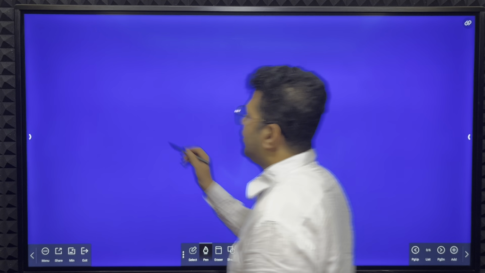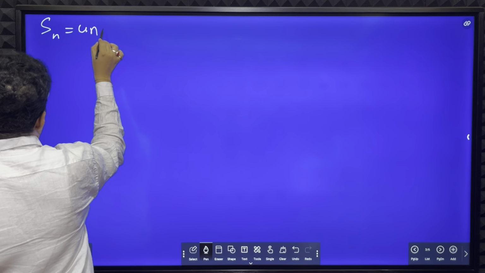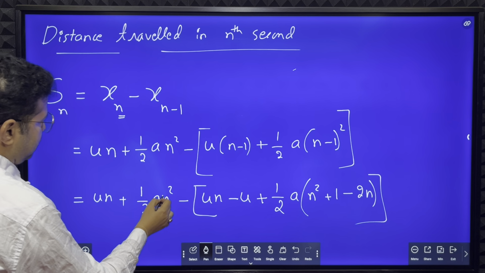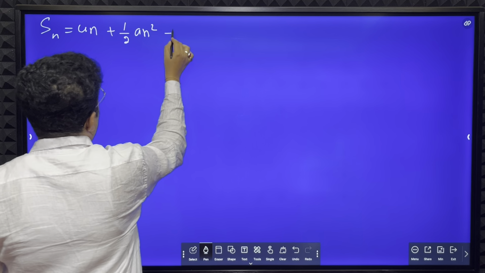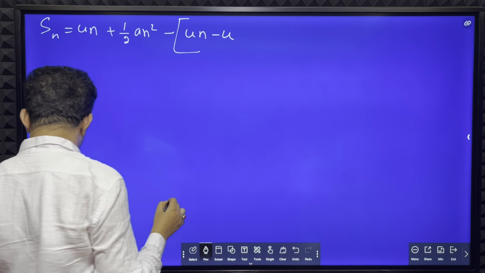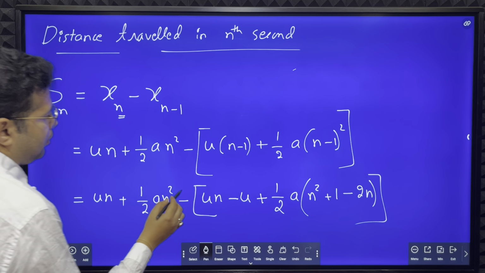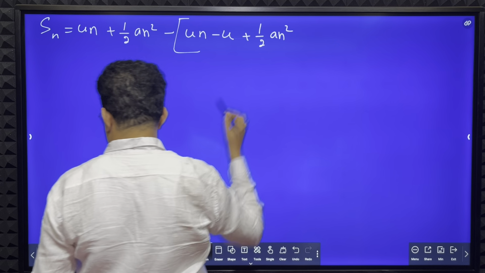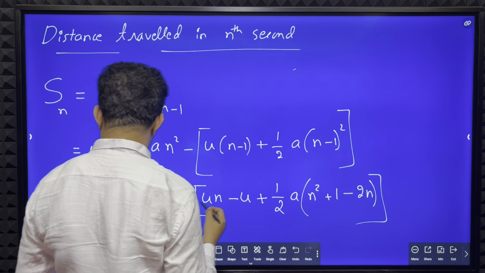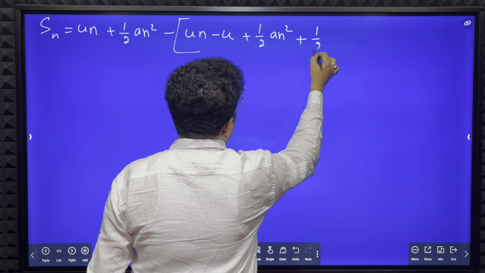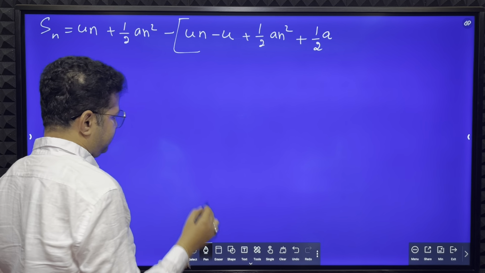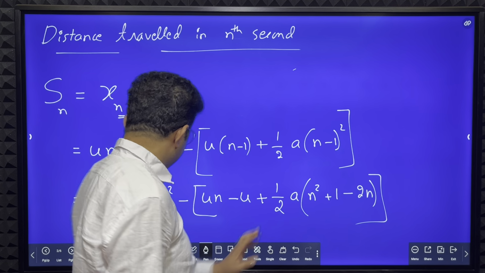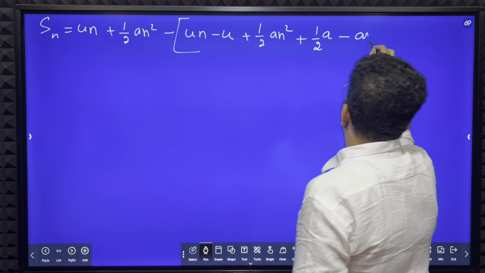Sn is equal to un plus half a n square, minus un minus u, plus half a n square, plus half a, correct? Half a into 1 into 2 minus 2n, the 2 gets cancelled, minus an. Okay, this is the simplification.